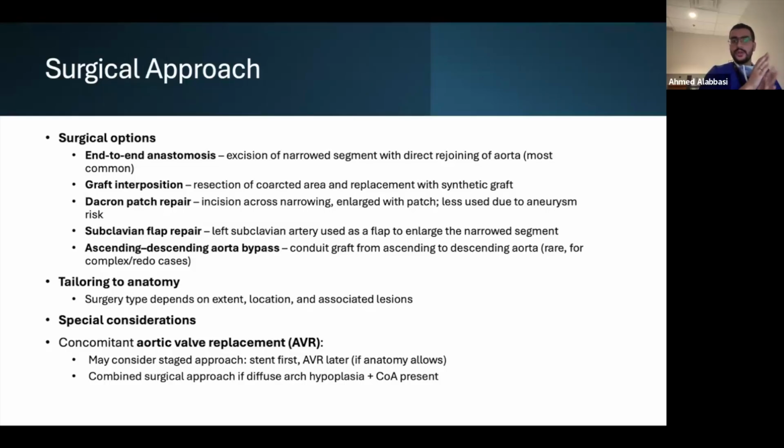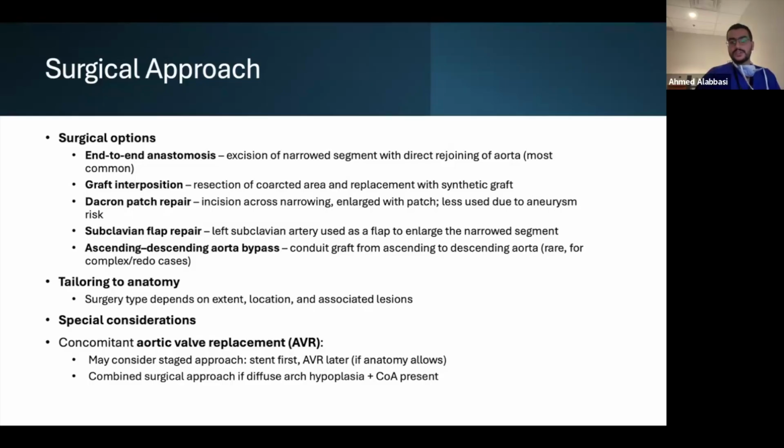but it is less used now due to the previously mentioned risk of aneurysm. You could do a subclavian flap repair as well, where you would use a subclavian artery flap to enlarge the narrowed segment. And then ascending to descending bypass, which is basically a conduit graft, but this is rarely done.